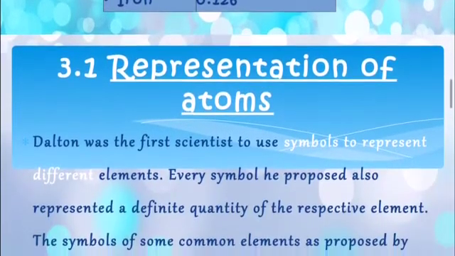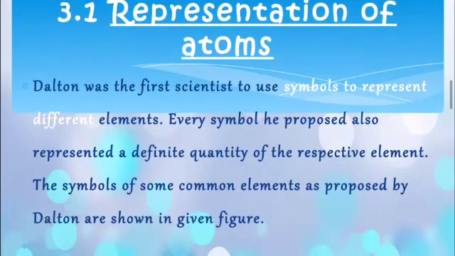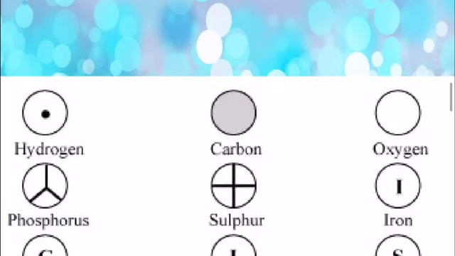Now, representation of atoms. Dalton was the first scientist to use symbols for different elements. Every symbol he proposed also represented a definite quantity of the respective element. The symbols of some common elements as proposed by Dalton are shown in the given figure. So I will show you the symbols.